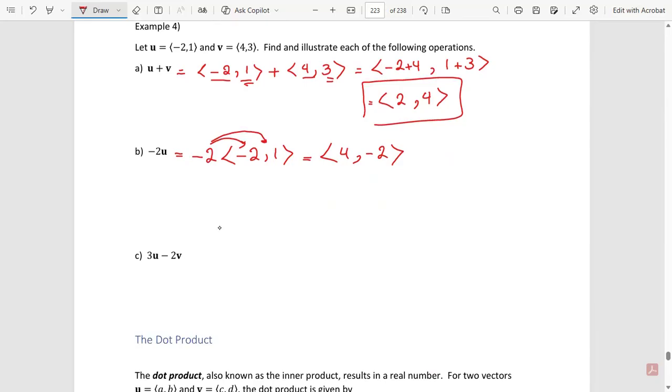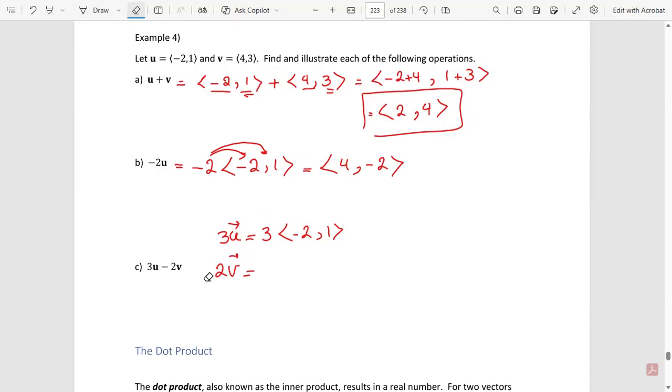Next one, we want to find 3u minus 2v. That means I have to find 3u, multiply vector u by 3. I have to find 2v or minus 2v. So it doesn't matter. You can just multiply positive 2 times v and then subtract, or you can multiply negative 2 by v and then add. So you can find 3u and negative 2v and then add them together, or you can find 3u and positive 2v and then subtract. So that's it. That works the same.